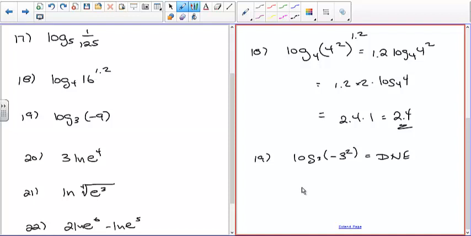So here we have, again, this exponent inside. So what we can do is we can take that outside. So you take 3 and multiply by 4, so you have 12 times the natural log of e. But the natural log of e is just 1, just like the log base 3 of 3 is 1. This is the log base e of e. So the answer would be 12.